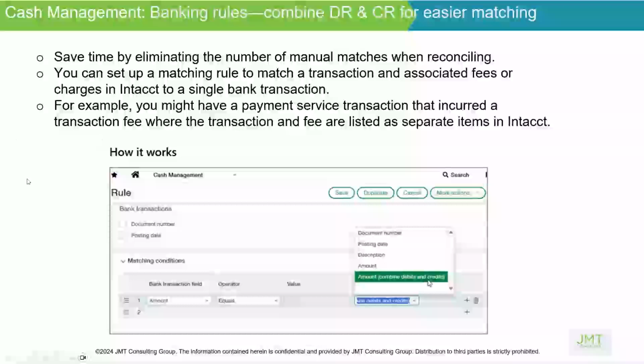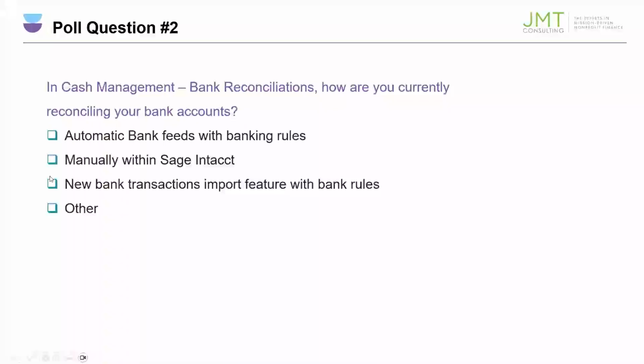Which leads us, since we're in the polling questions, to polling question number 2. In cash management, bank reconciliation, how are you currently reconciling your bank accounts? Are you using automatic bank feeds with banking rules, or are you doing it manually within Sage Intacct? Or are you using the new bank transactions import feature with bank rules, or are you using something else? I hope you're not still using Excel, as I discovered somebody else did.